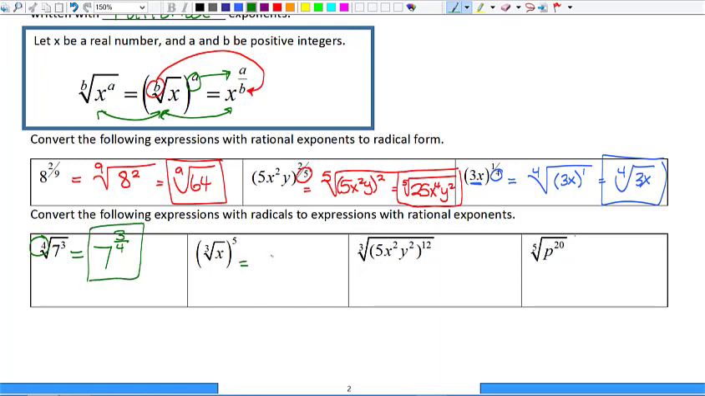So the cube root of x to the 5th, the x stays the same. The 5th exponent, even though it's on the outside, it's still the exponent. It's the same as the 3 on the 7. So we have the 5 in the exponent, and then the index 3 becomes the denominator. So that's x to the 5/3.